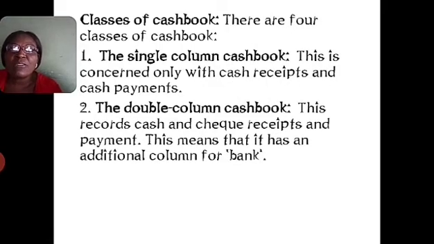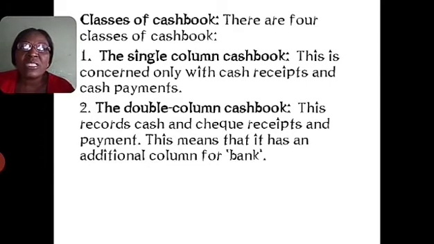Then, classes of cash book. There are 4 classes of cash book. First, we have the single column cash book. This single column cash book is concerned only with the cash receipts and cash payments. Secondly, the double column cash book. This records the cash and check receipts and payments. This means that it has an additional column for bank.